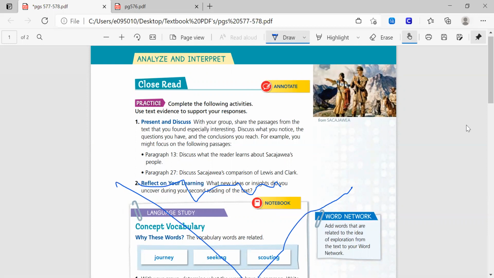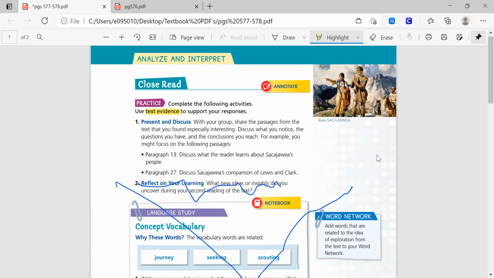All right, students, you should have gone and read through the Sacajawea story, pages 571 through 575. And so we're going to focus in on these questions. Close read. Complete the following activities. Use text evidence. So there's that word again. I'm going to highlight it for us so that everybody understands that we're using text evidence to support your responses. So present and discuss with your group.